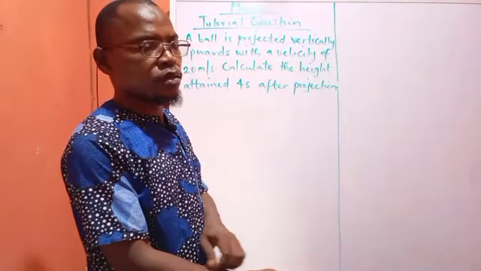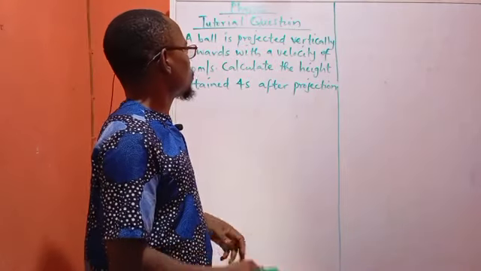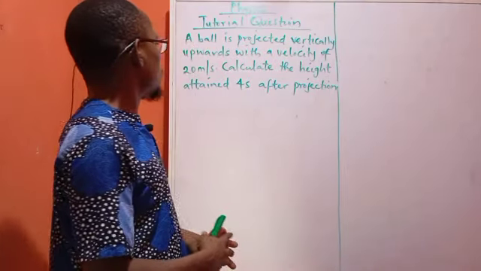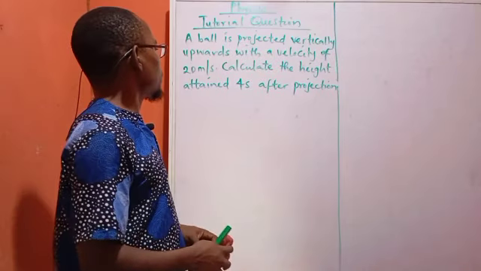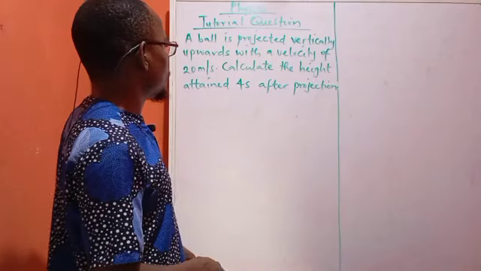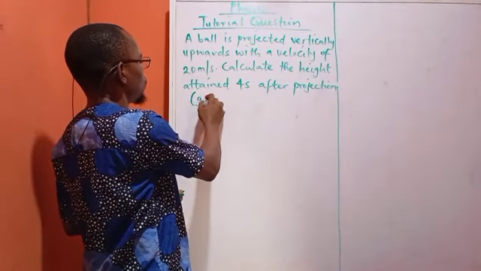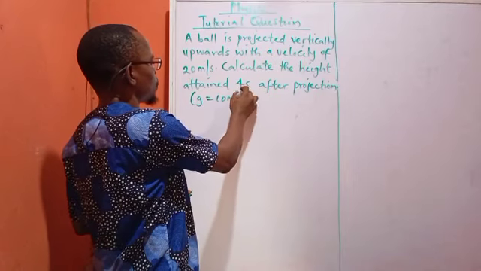Let's take a look at this question. A ball is projected vertically upwards with a velocity of 20 meters per second. Calculate the height attained 4 seconds after projection. Okay, I think there should be g equals 10 meters per second squared.